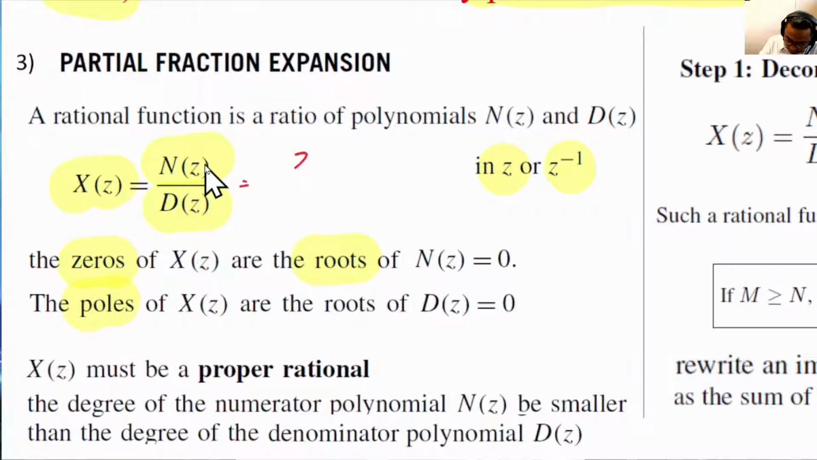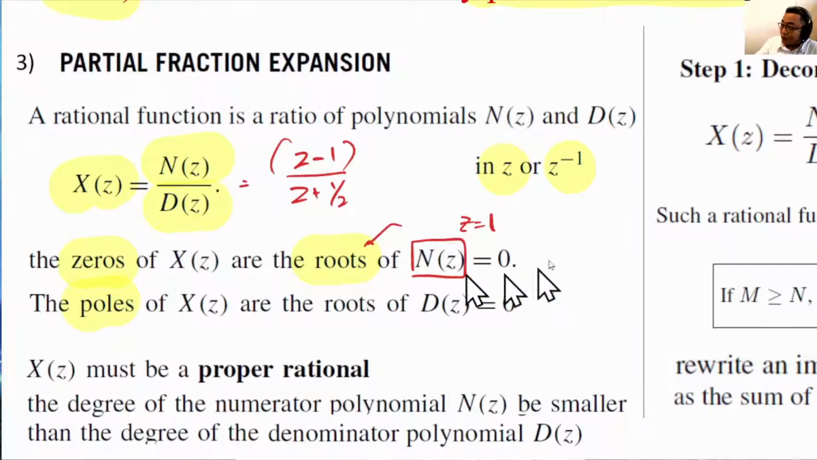So we have z minus 1 over z plus half. The root of the numerator, in this example, is z equals 1. Because when we substitute z equals 1 here, then the numerator becomes 0 and the whole expression becomes 0. So z equals 1 is the root of the numerator.